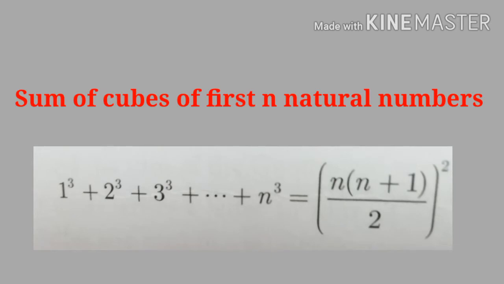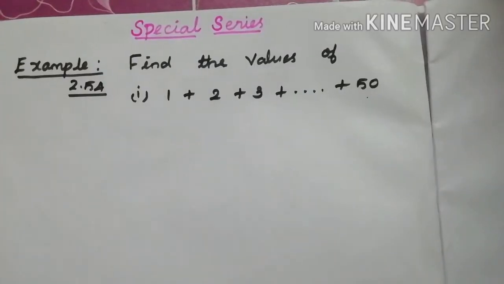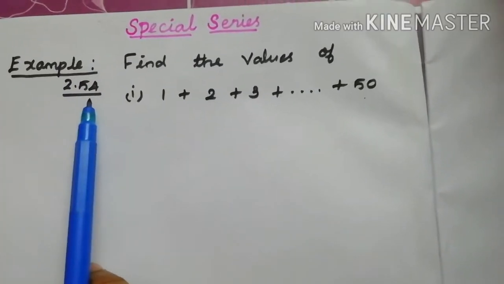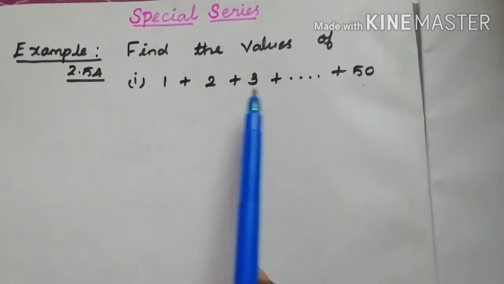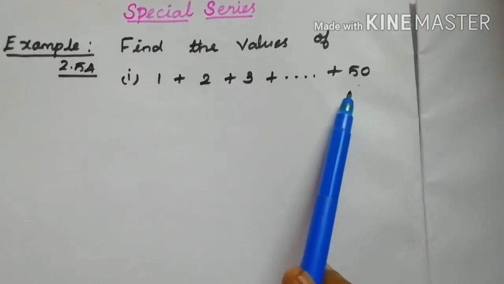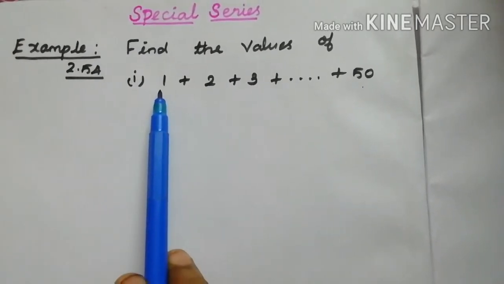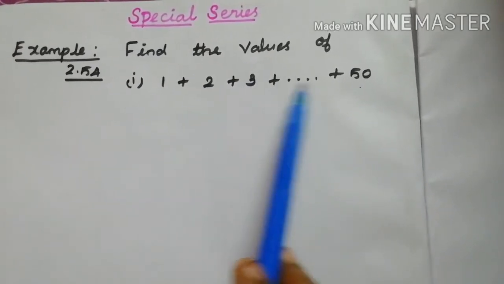Sum of cubes of the first n natural numbers, that is 1 cube plus 2 cube plus 3 cube up to n cube, is equal to n into n plus 1 by 2, the whole square. Example 2.54. Find the value of 1 plus 2 plus 3 up to 50. So these are the natural numbers 1 plus 2 plus 3 up to 50.